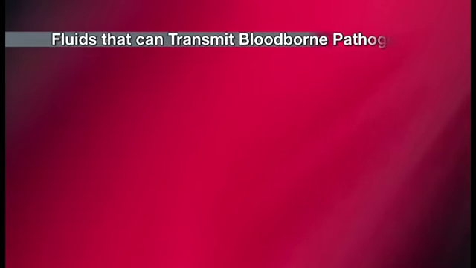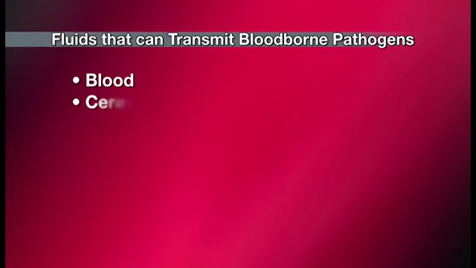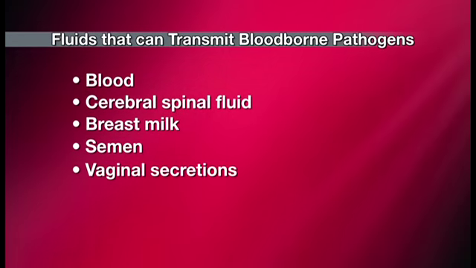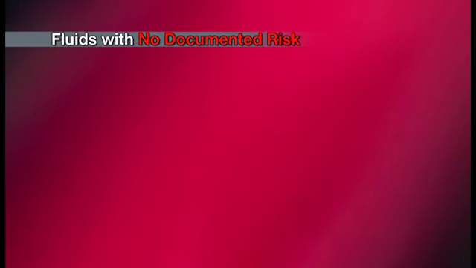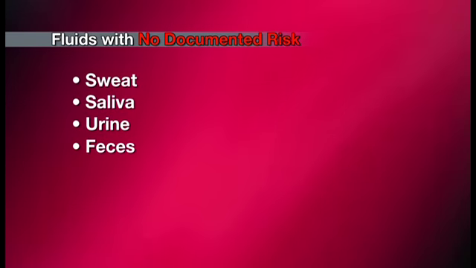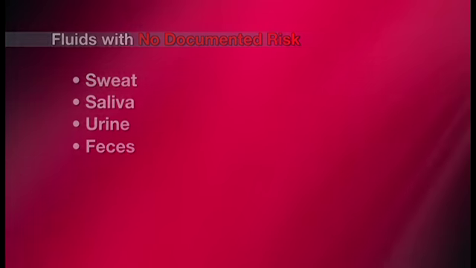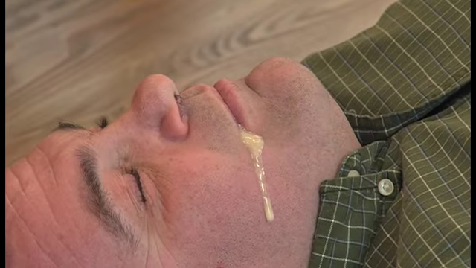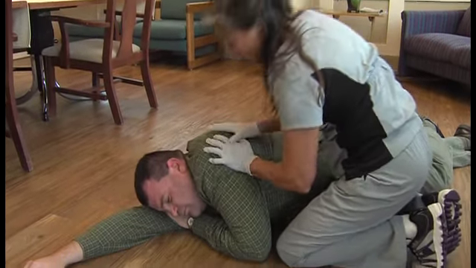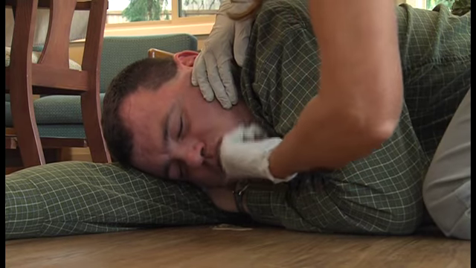Body fluids, which can transmit bloodborne pathogens, include blood, cerebral spinal fluid, and breast milk. Semen and vaginal secretions can also transmit bloodborne diseases, but only during sexual contact. Some body fluids, including sweat, saliva, urine, and feces, have no documented risk of transmitting bloodborne pathogens when there is no visible blood present. However, in an emergency, you may not always be able to tell which fluids you are handling or whether injury has mixed them with blood. Therefore, it is best to protect yourself from all body fluids.